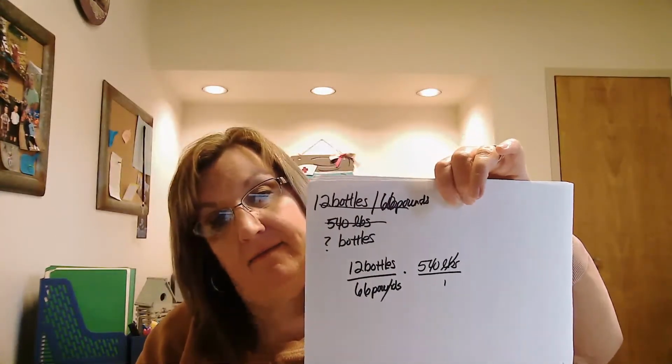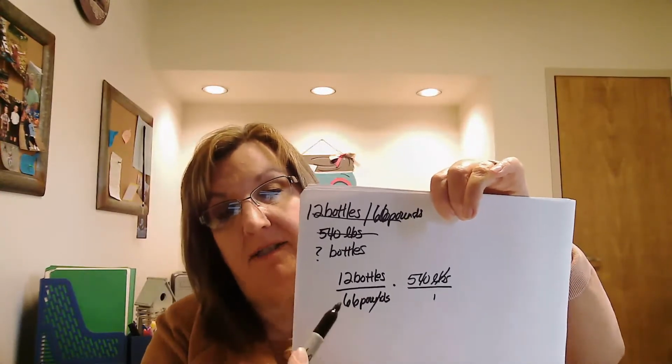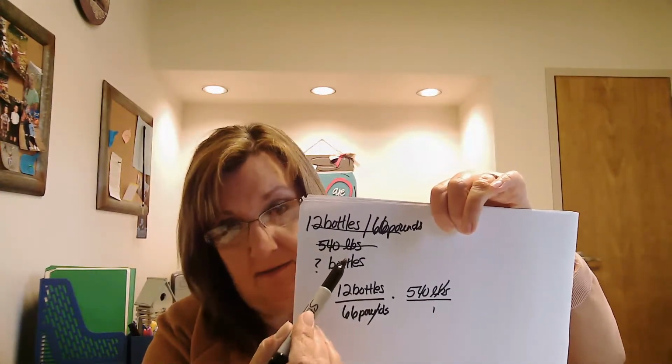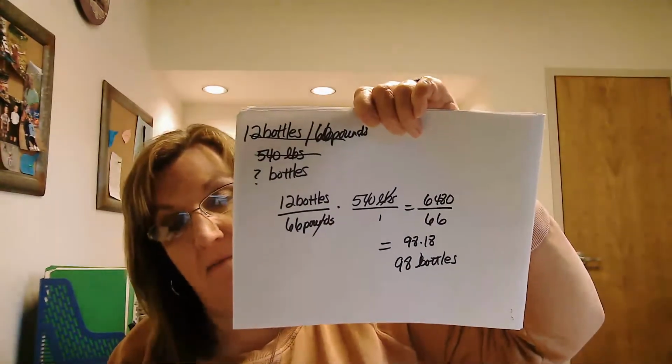Then we're through pretty much, y'all, because that 540 is just over 1. We're going to X out our pounds, and what are we left with? If we X out our pounds, then we're left with bottles. And are we looking for bottles? Yes. So once we multiply this all out, we get 6,480 over 66, and that will equal 98.18. And our problem says to round to the nearest whole bottle. So our answer is 98 bottles.